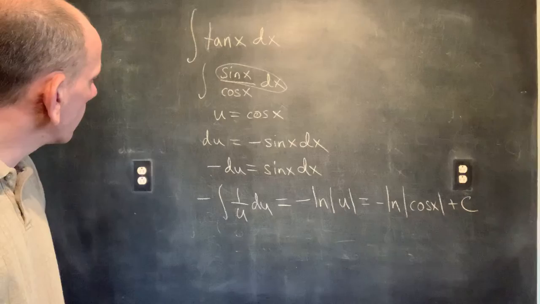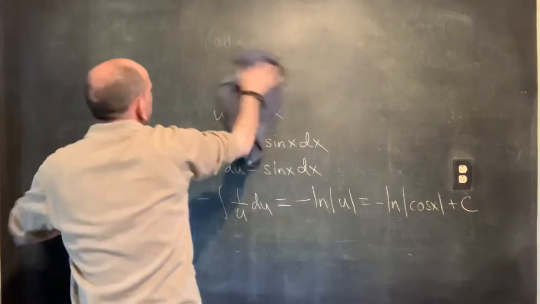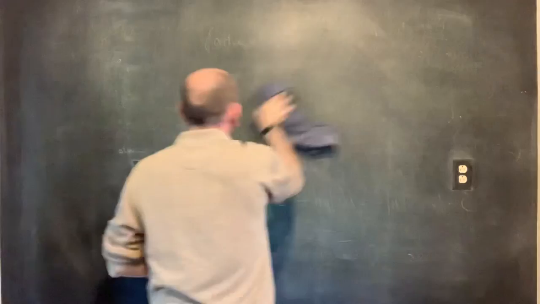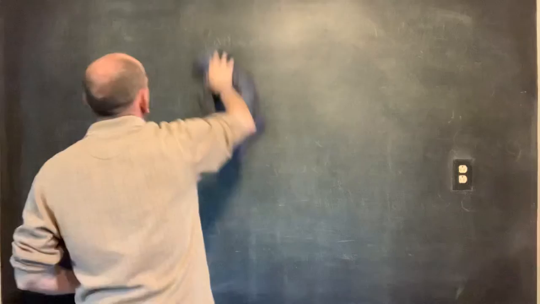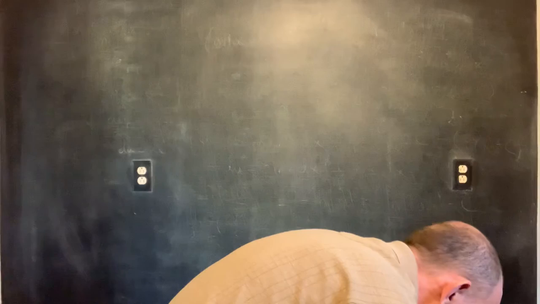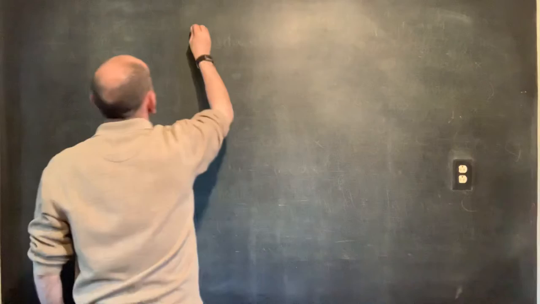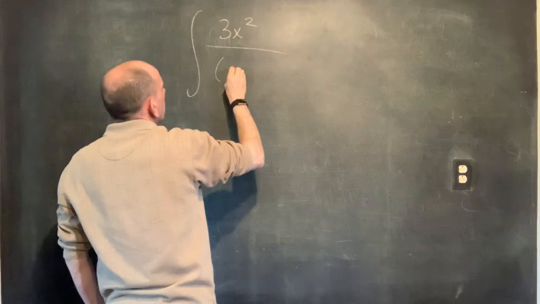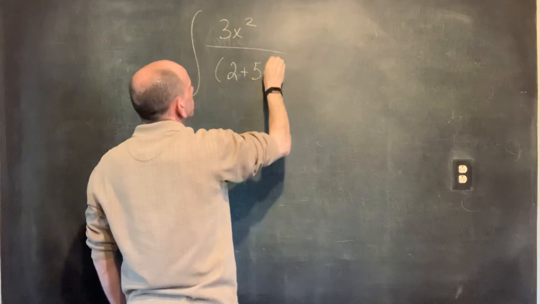All right, let's try, how about something similar. Yeah, how about 3x squared over (2 plus 5x cubed) squared dx.